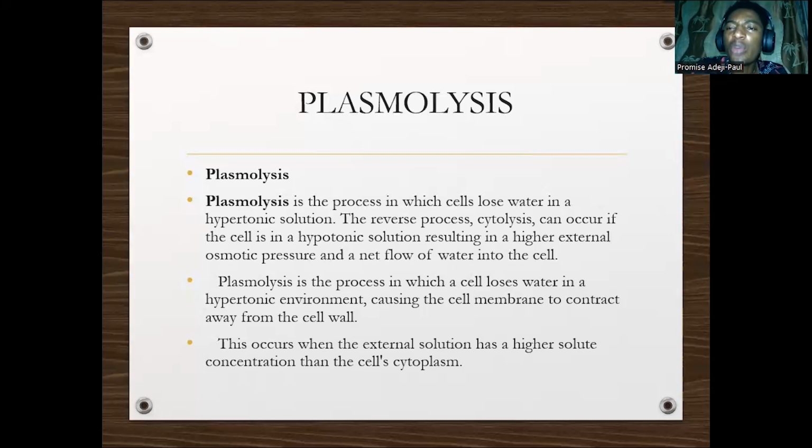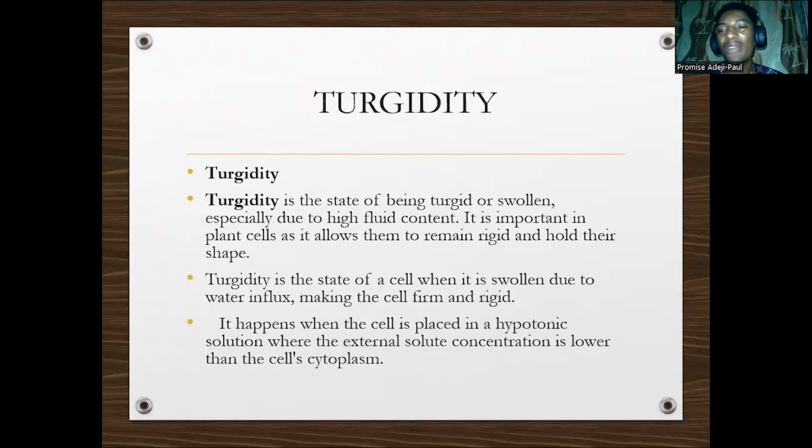So plasmolysis is the process in which a cell loses water in a hypertonic environment and it causes the cell membrane to contract away from the cell wall. So the cell membrane will contract away from the cell wall. This occurs when the external solution has what? Higher solute concentration than the cell's. Just calm down and think about it. It's actually very, very easy. These are questions that when you see them, you just laugh through and you just get it. You don't have to spend much time here.